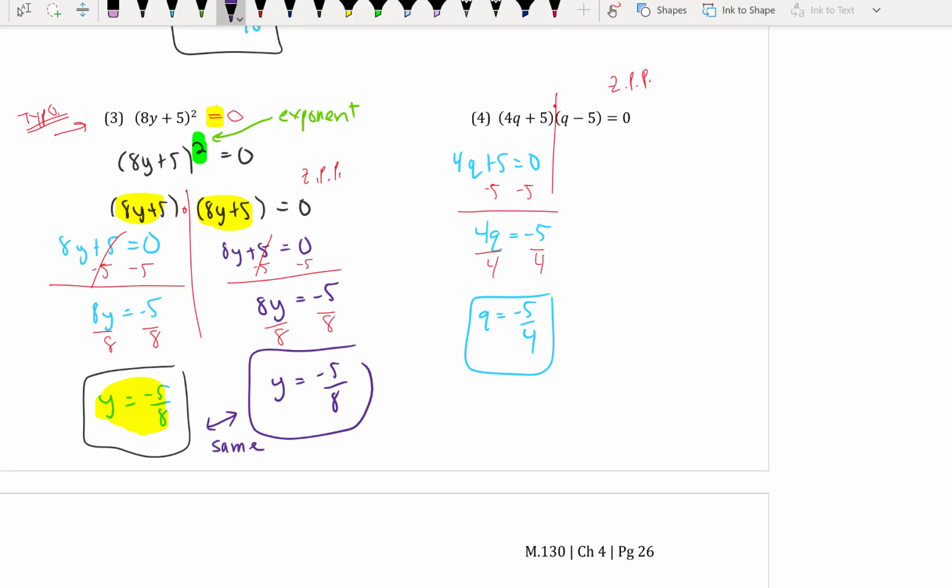And so we take our second set of parentheses, which is that q minus 5, and set that equal to 0. So I'm going to add 5 to both sides, so that q is equal to a positive 5. Okay.